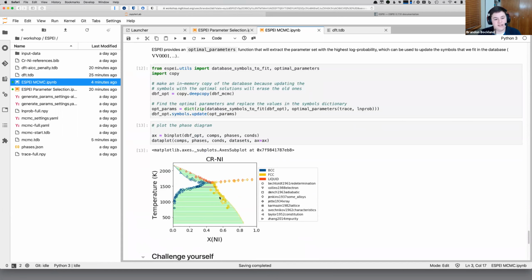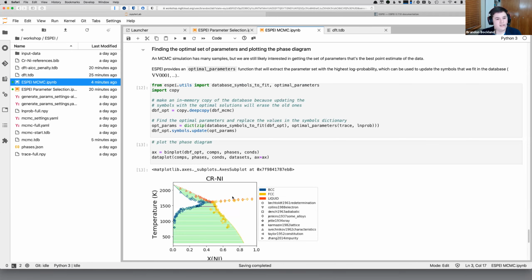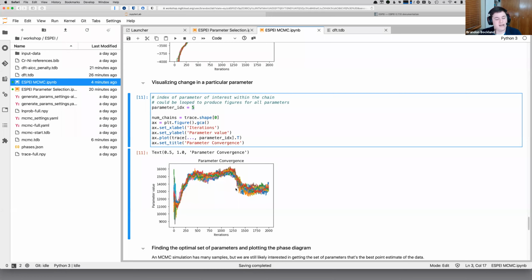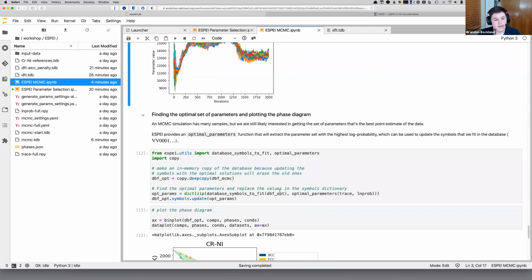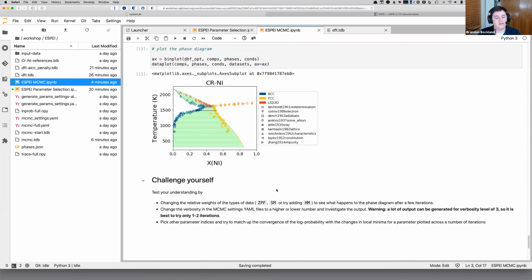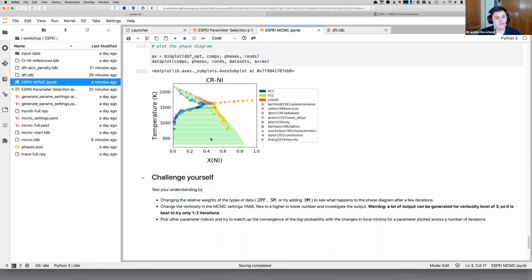Okay, and if we did this for 2,000 iterations, we would get this phase diagram, which has very good agreement. These 2,000 iterations on my laptop, I think, took about 6 hours on a 2015 MacBook Pro. So you can do pretty large systems without needing to go to supercomputing resources. I fit binaries and ternaries pretty regularly just on a desktop type machine, so it's very easy to do with ESPEI.